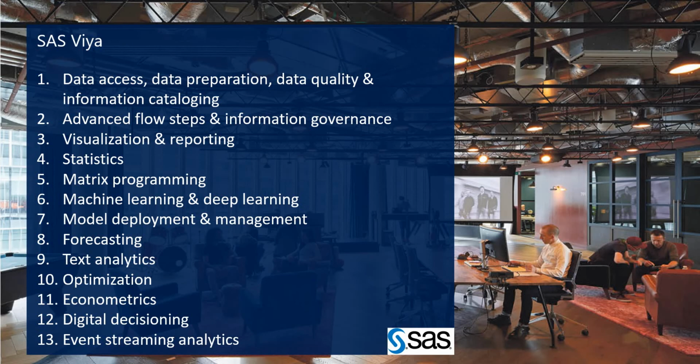This is all the content that we are covering in the session: data access, data preparation, data quality, information catalog, and second is advanced flow steps. What are the advanced flow steps? They are information governance, visualization and reporting, statistics, programming, machine learning and deep learning, model deployment and management, forecasting, text analytics, optimization, econometrics and digital decisioning, and even streaming analytics.